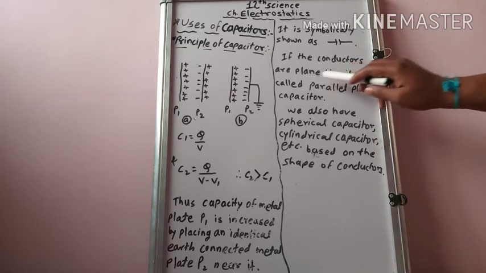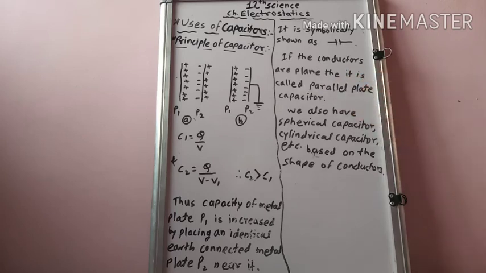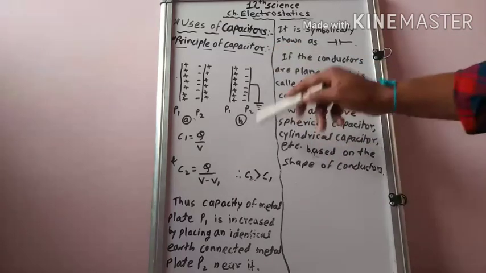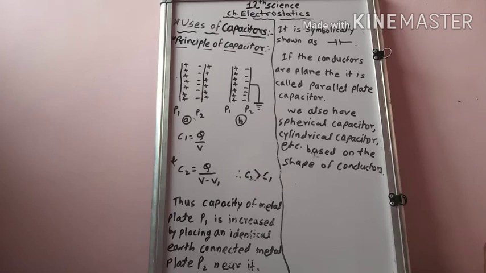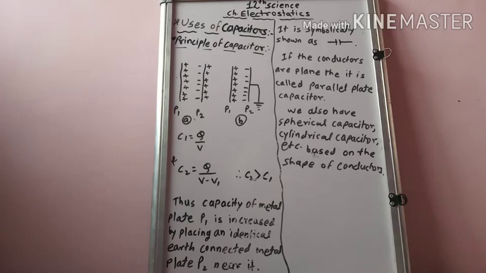If the conductors are plane, this arrangement is called a parallel plate capacitor. We also have spherical capacitors, cylindrical capacitors, etc., based on the shape of the conductor. Then the next point is the combination of capacitors, in which we see capacitors in series arrangement and capacitors in parallel arrangement.